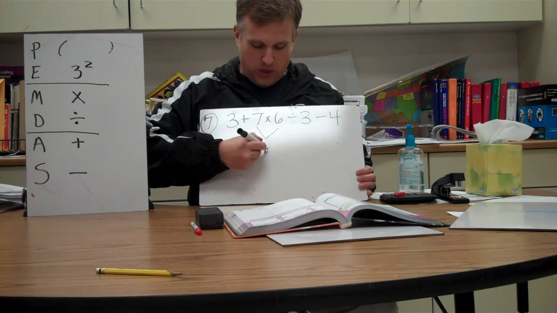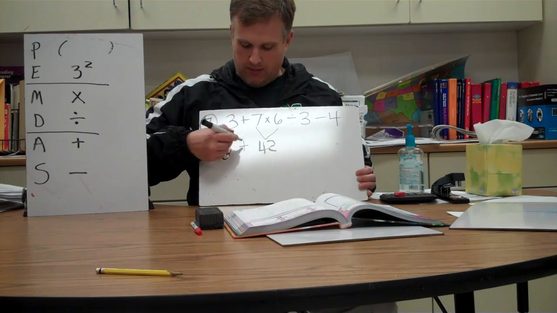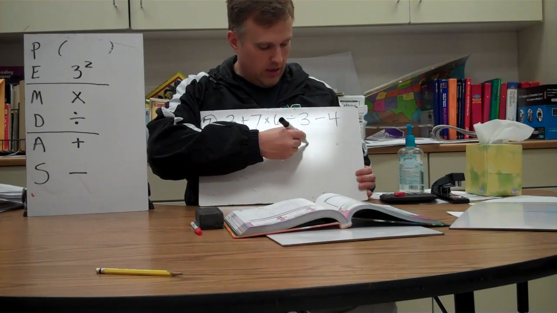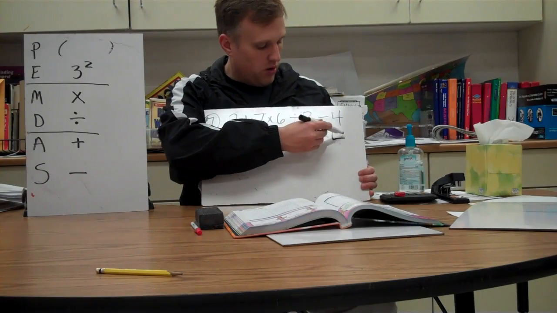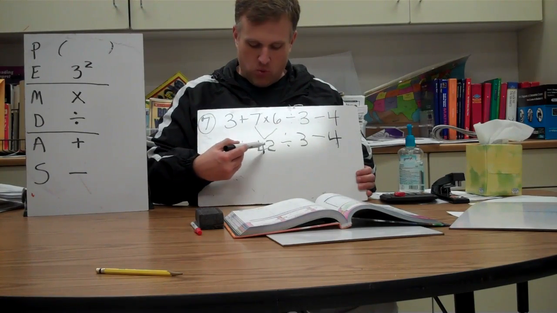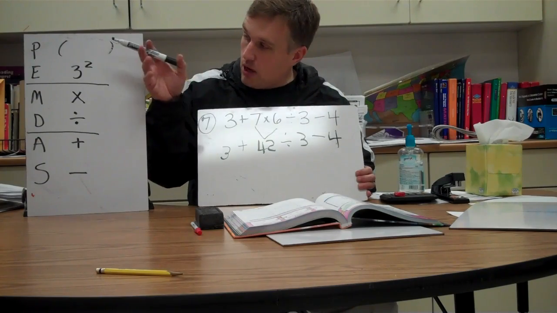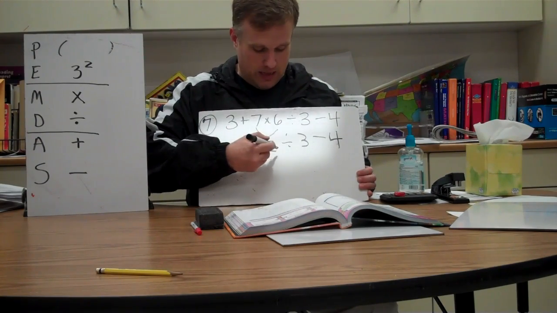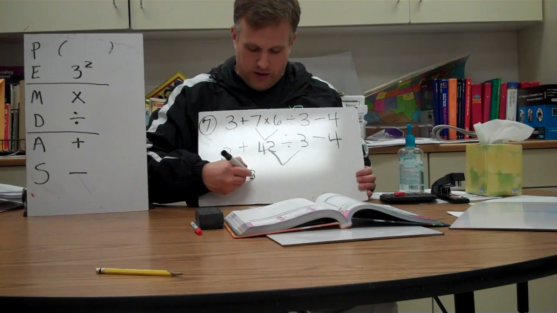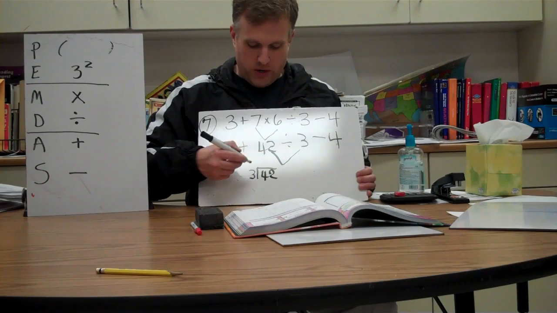But the multiplication comes first. So, going across the problem, multiplication comes before the division, so I will do that first. 7 times 6 is 42. And then I rewrite the problem. 3 plus 42 divided by 3 minus 4. Okay? So now my new problem, what operation will I do first? Well, I'm going to do the division first, because that's what comes first, and please excuse my dear Aunt Sally.